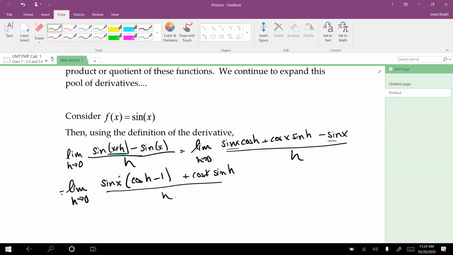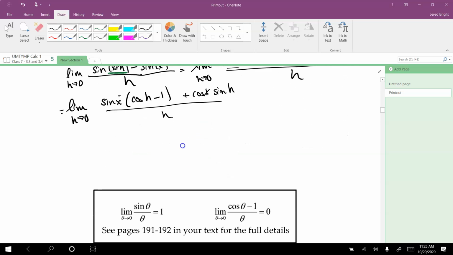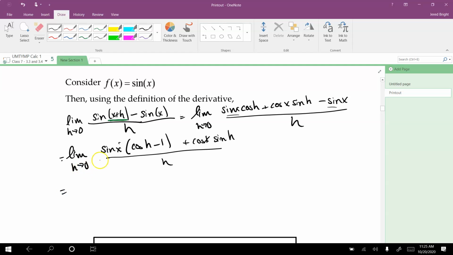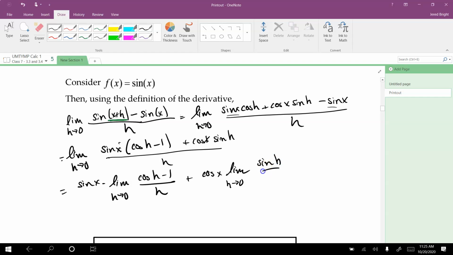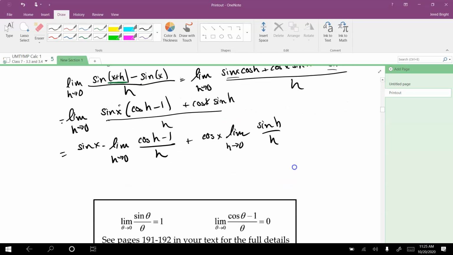The answer is, well, we can play with algebra even more. We can break this into two pieces, and remember that our limit is dependent on h, so anything that's not h I can pull out. So this first term I can write as sine x times the limit as h goes to 0 of cosine h minus 1 over h, and then plus cosine x times the limit as h goes to 0 of sine h over h.